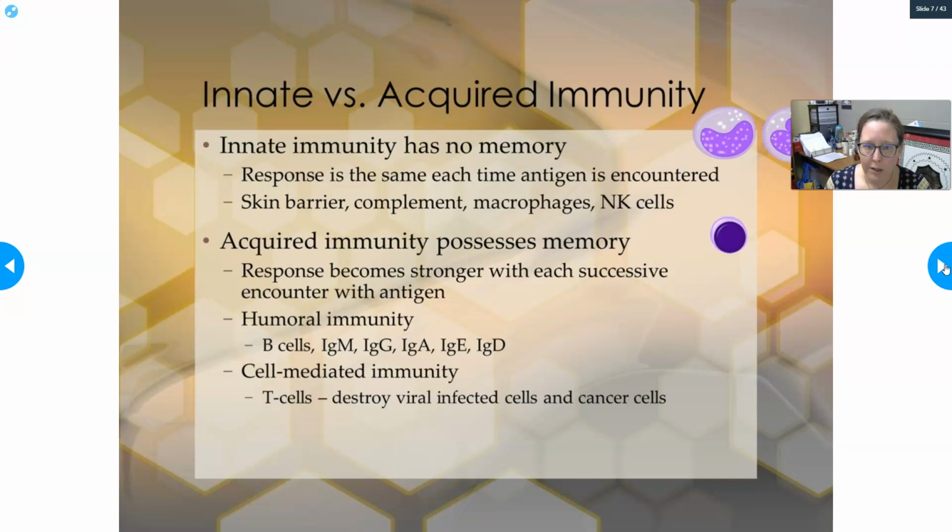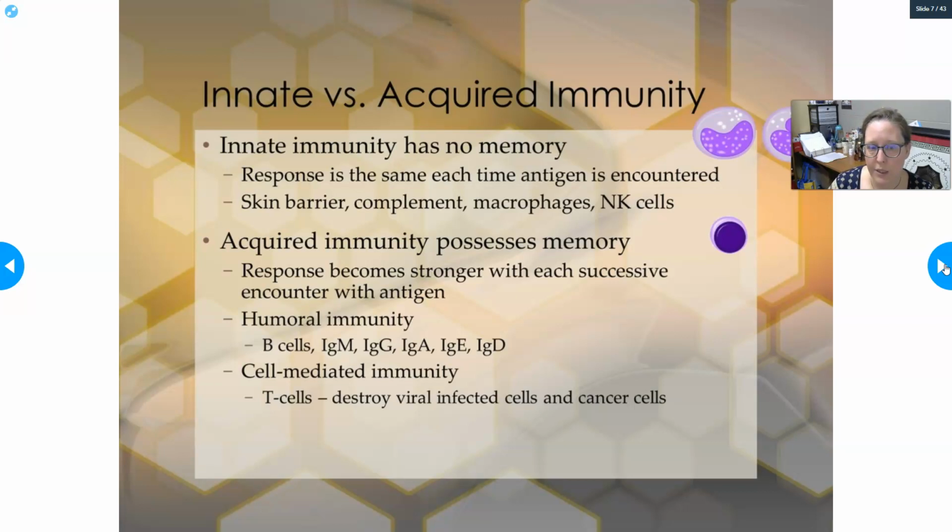And then acquired immunity has memory and is very specific, has specificity. So the response is usually to a specific pathogen, a specific antigen on that pathogen. And the immune system response becomes stronger with each successive encounter with that antigen, to the point that, for example, with chickenpox, if a person that's had chickenpox in their childhood is ever exposed again, they'll usually not have any symptoms, you don't even know.